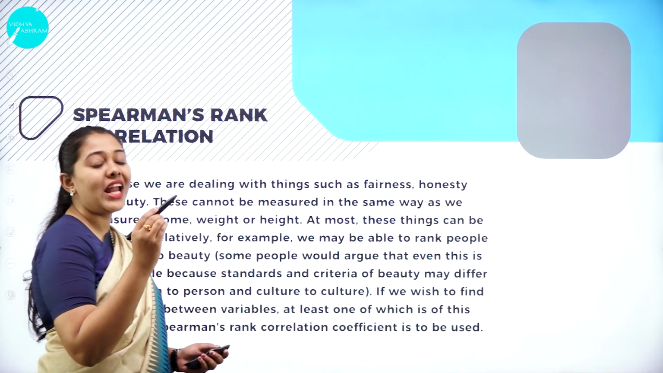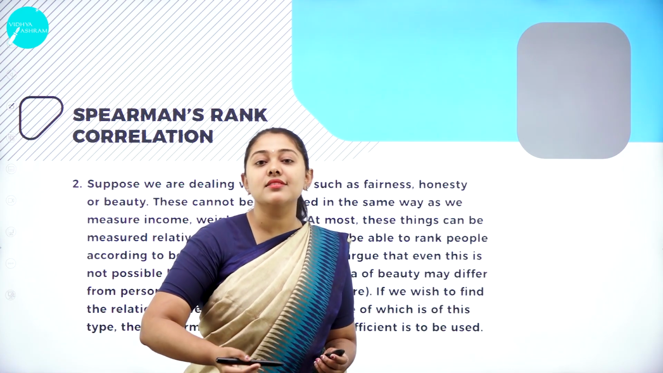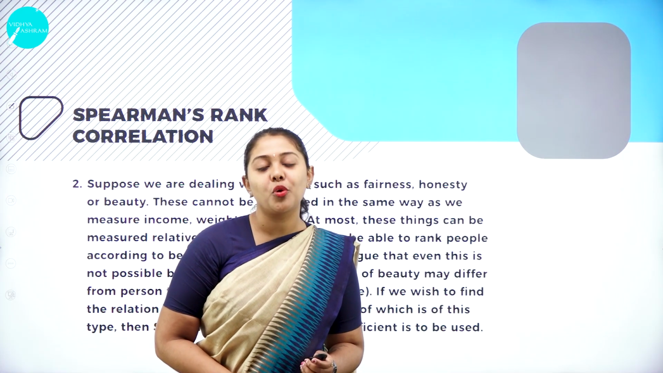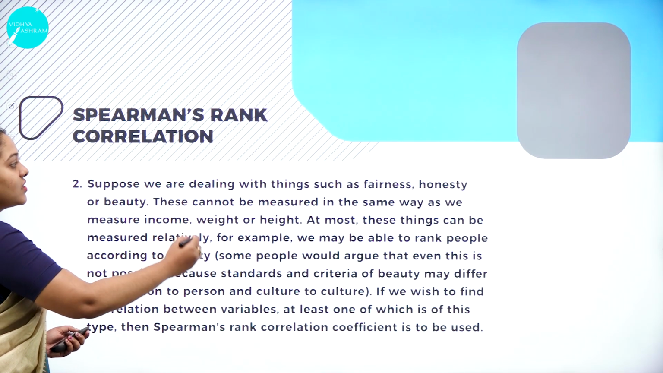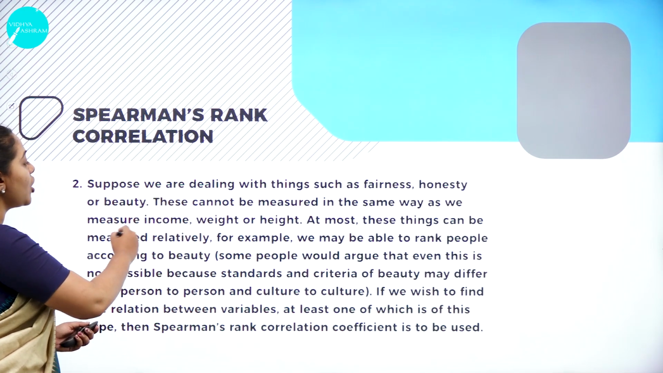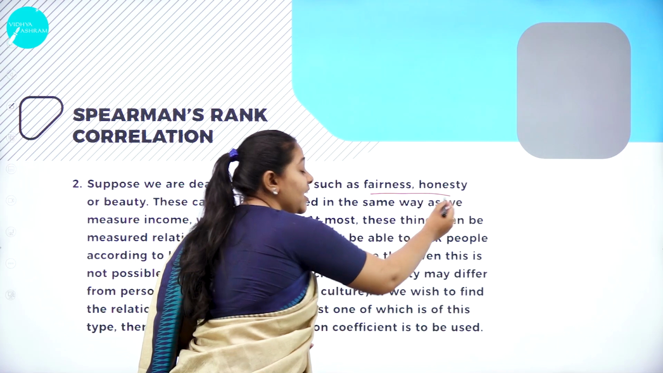Moving forward, we'll understand in which cases Spearman's rank correlation coefficient can be used. Suppose we are dealing with things such as fairness, honesty or beauty. When it comes to honesty, beauty and fairness, these are characteristics.